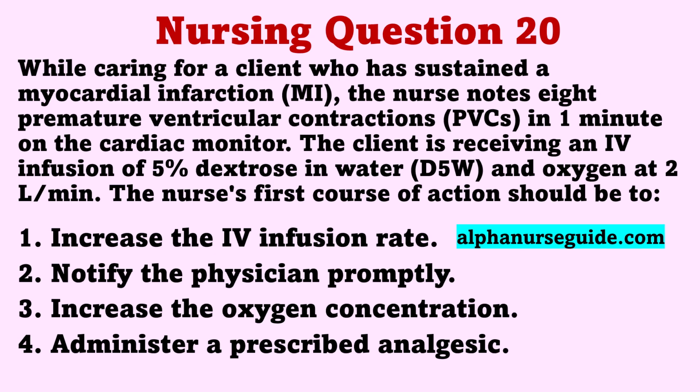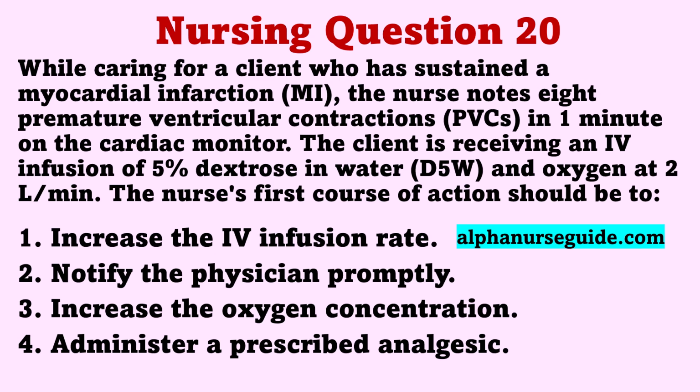The correct answer is 2. Notify the physician promptly. PVCs are often a precursor of life-threatening arrhythmias, including ventricular tachycardia and ventricular fibrillation. An occasional PVC is not considered dangerous, but if PVCs occur at a rate greater than 5 or 6 per minute in the post-MI client, the physician should be notified immediately.